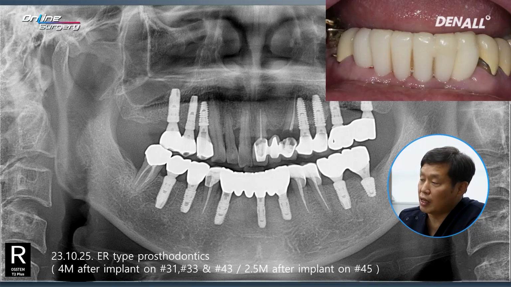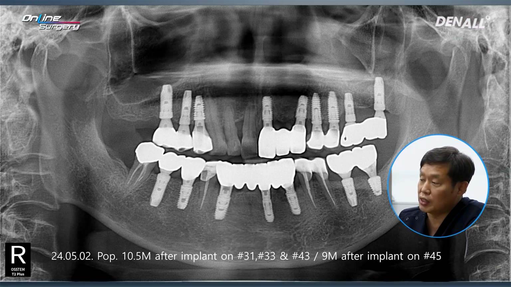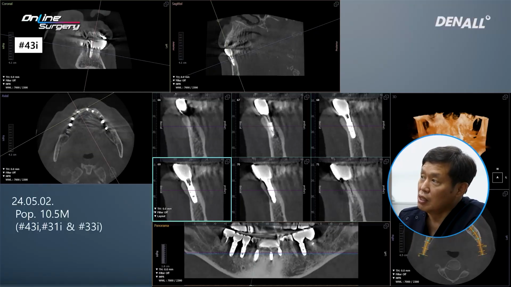This was in May 2024. So more than 10 months have elapsed since 31, 33, and 43 were placed, and it's been about 9 months since the implant placement in number 45. In 43, after 10 months, you can see on the labial side, bone is nicely maintained.